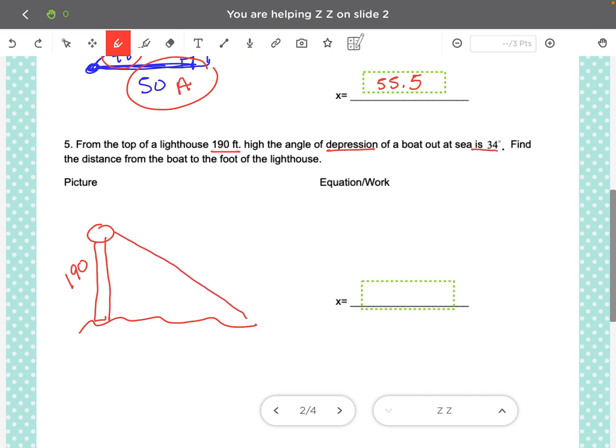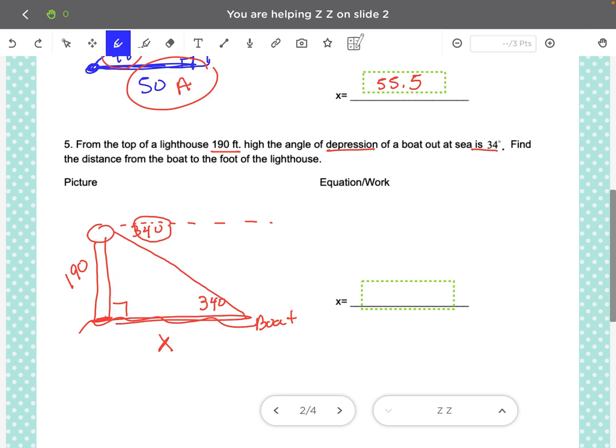But remember, for the angle of depression, that's this angle right here. So this is the angle that I'm giving you. Find the distance from the boat, so here's my boat, to the foot, that's the bottom of this lighthouse. So this is what I'm looking for. Now in this triangle, this 34 degrees, if you remember, is the same as this 34 degrees right there.